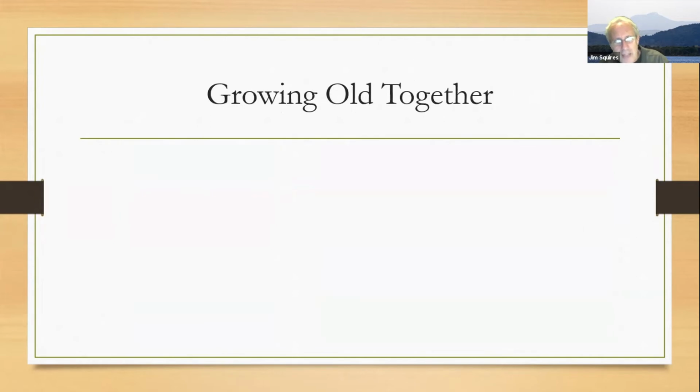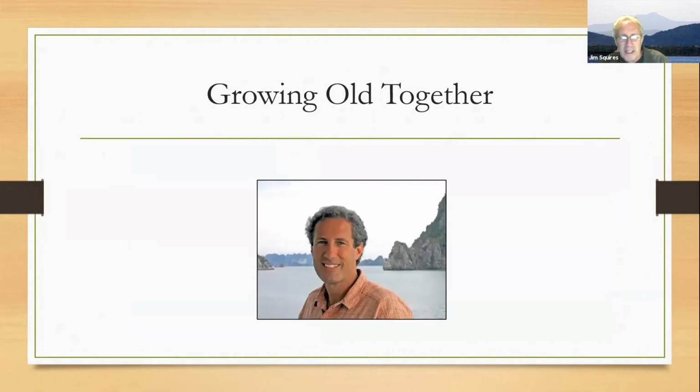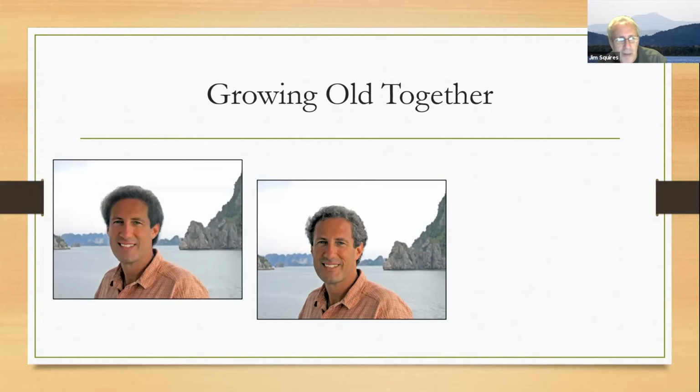And then the last one I'll show you, this is more than five, I know, I wasn't very good in math. But you can actually create age differences. So this was taken, maybe 10 years ago when I was just beginning to turn salt and pepper. And if you had seen me in my youth, my hair would have been a lot darker and I would have looked a little different.